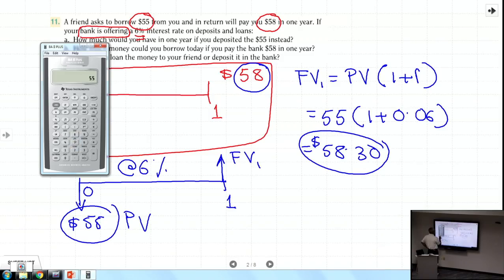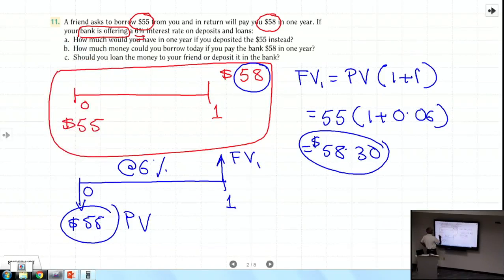So 55 represents your present value. The calculator convention requires us to input present values as a negative number. So I click the negative key and then the present value over here. So PV is 55. N is 1. I/Y, the interest rate, is 6% I/Y. Now I have to calculate future value. So I do compute future value and it gets to 58.30. So I can use the calculator method if I choose to over here.